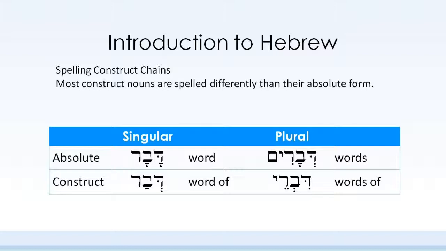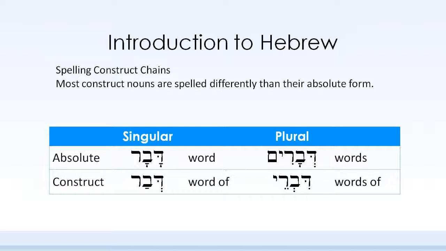Most construct nouns are spelled differently than their absolute form. In the table below, we see the absolute singular term, davar, a word. The construct singular form is devar, word of. In this particular example, the qamets under the dalet has become a shva, and the qamets under the vet has shortened to a patach. The absolute plural form of this term is devarim, words.